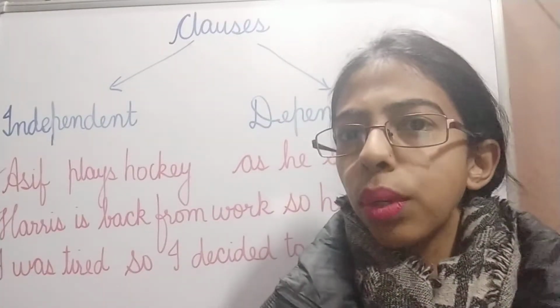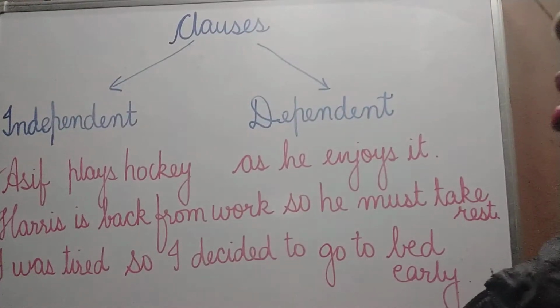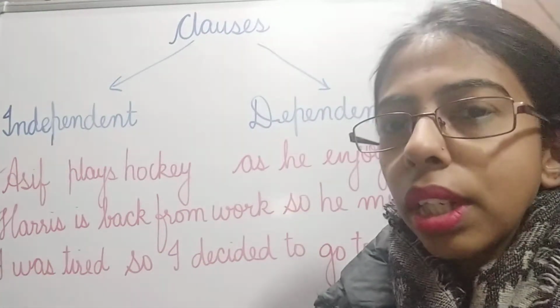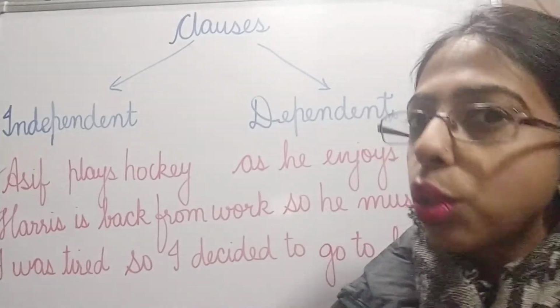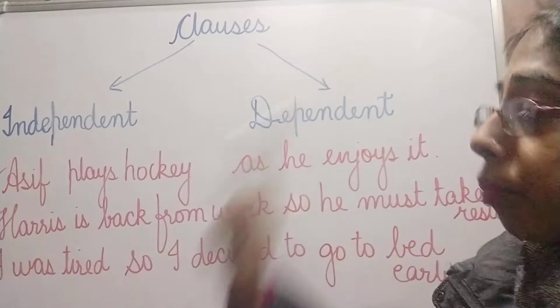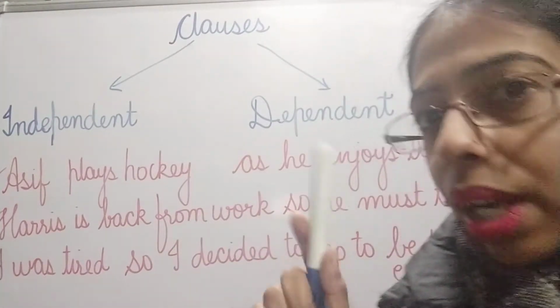Now, as you can see on the board, I have written only clauses here. What is a phrase? A subject and a verb are missing in a phrase. It is a group of words where subject and verb are missing. And what is a clause? Subject and verb are present.